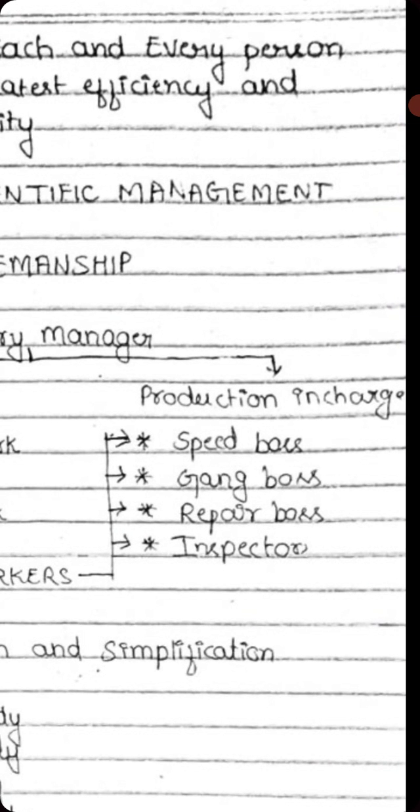So under production in charge, we also have 4 specialists, namely speed boss, gang boss, repair boss and inspector. But the name itself, speed boss, means they have to see that the task is completed accurately within a set time. They must complete the task with accurateness. Accurateness means correctly. They have to complete the task correctly.